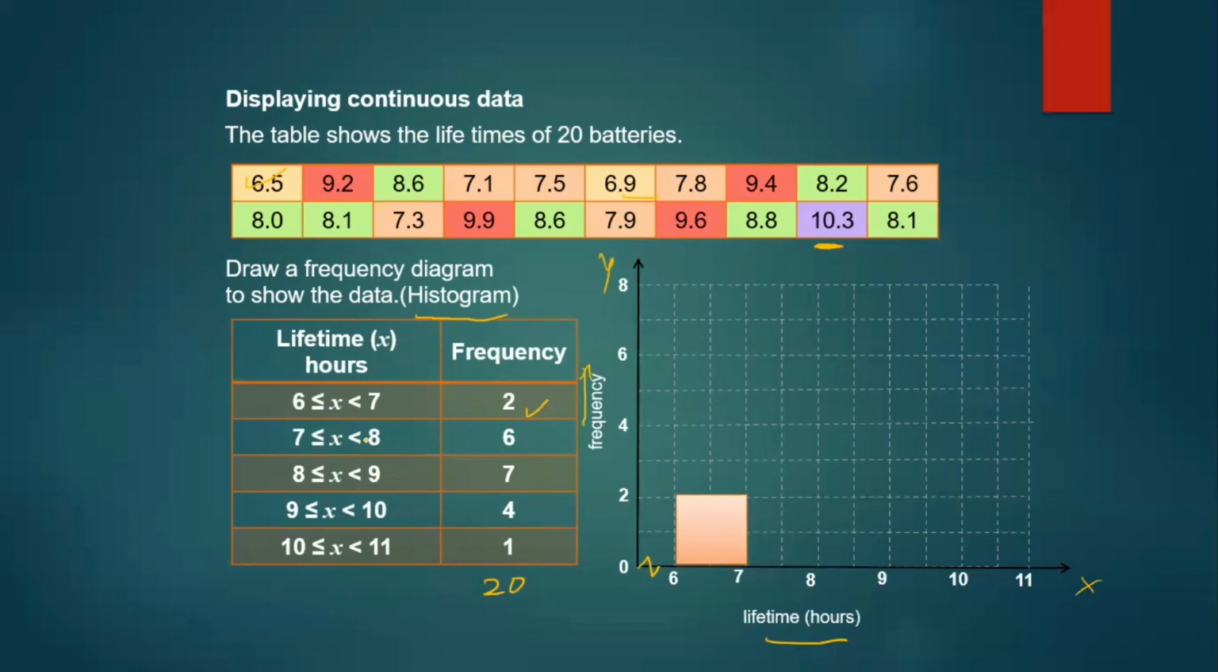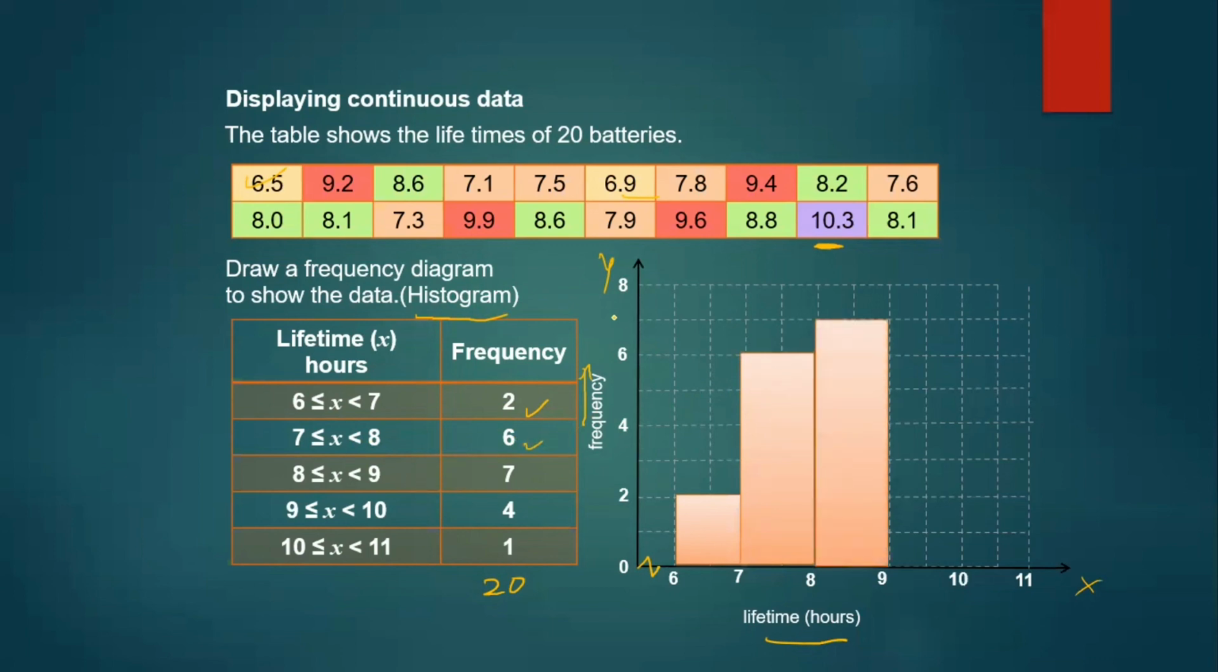Okay, 6 to 7, then 7 to 8. For 7 to 8, we have 6 batteries, so we show another rectangle for 7 to 8. Then 8 to 9, we have 7 batteries, so this is 7 over here. And 9 to 10, you have 4 batteries. This is how we show 4. And 10 to 11, we have 1 battery. So this is how we draw the histogram from the given data.